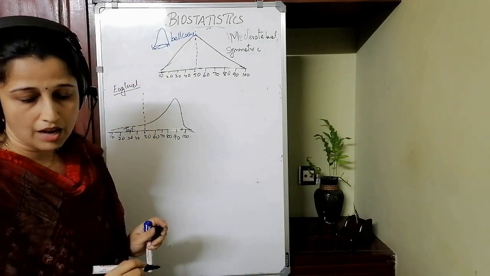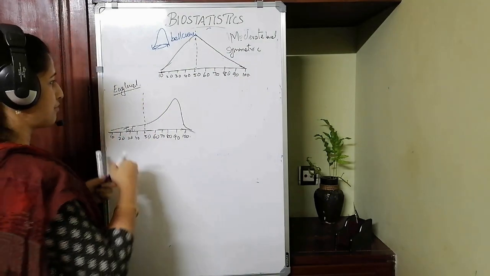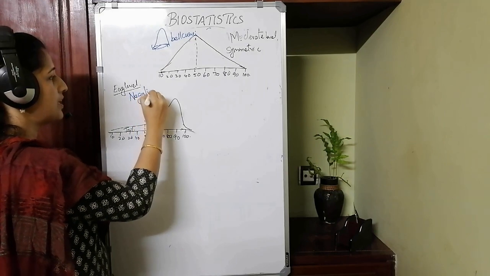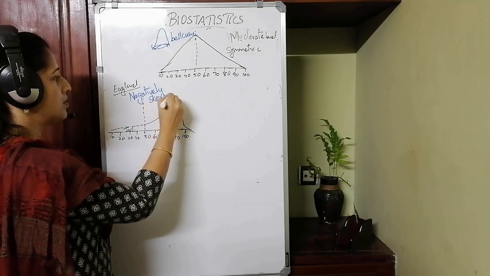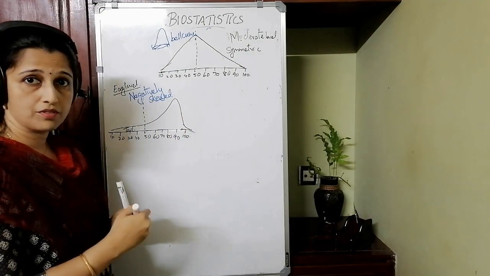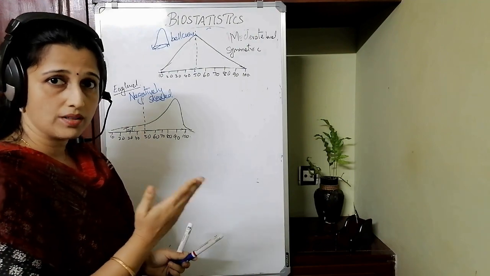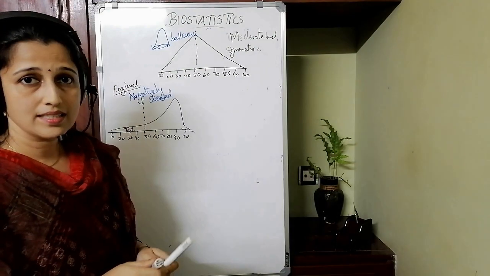So this type of graph is known as a negatively skewed graph, or this type of distribution is negatively skewed, because the tail is towards the left side or the negative side of the central value. And this is the graph which we got in an easy level exam.